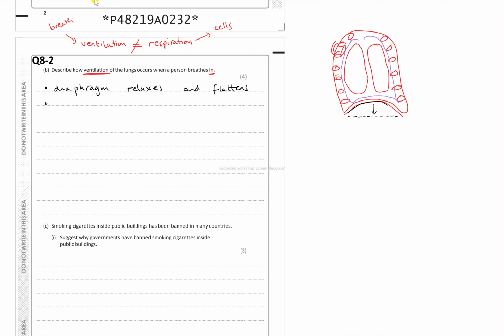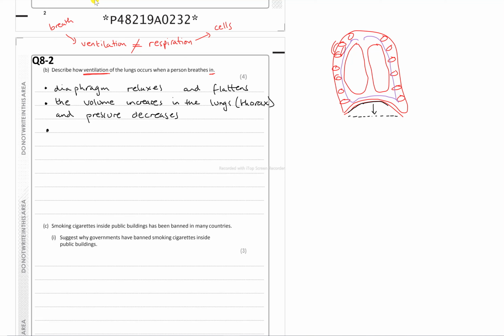What happens next? The diaphragm relaxes and flattens. The volume increases in the lungs, thorax cavity, and the pressure decreases. Right, so that's that done.